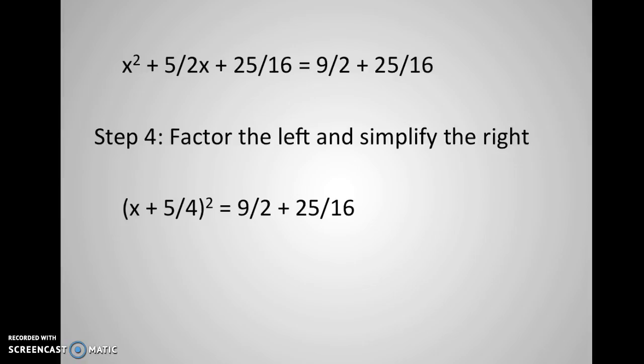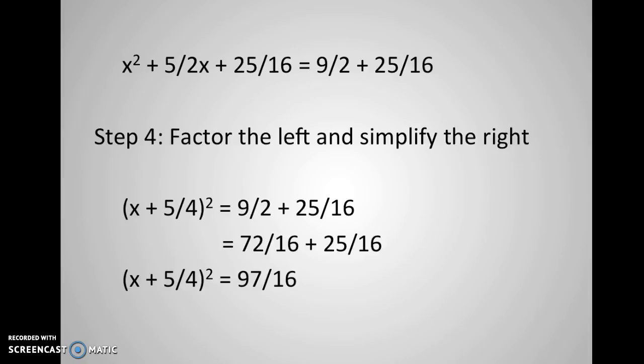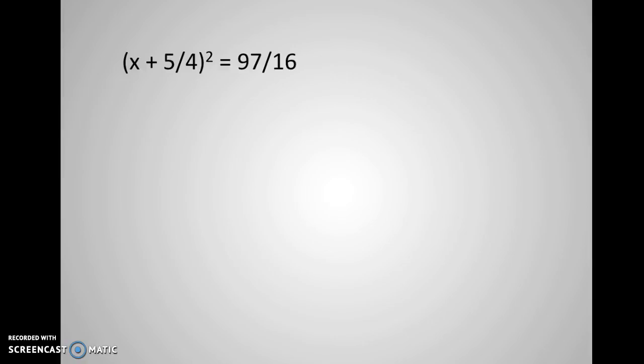And then we're going to add 9/2 plus 25 over 16. So we get 72 over 16 plus 25 over 16 because we need to get a common denominator. And once we have that, we get 97 over 16 on the right. Okay, so we have x plus 5/4 quantity squared is equal to 97 over 16.